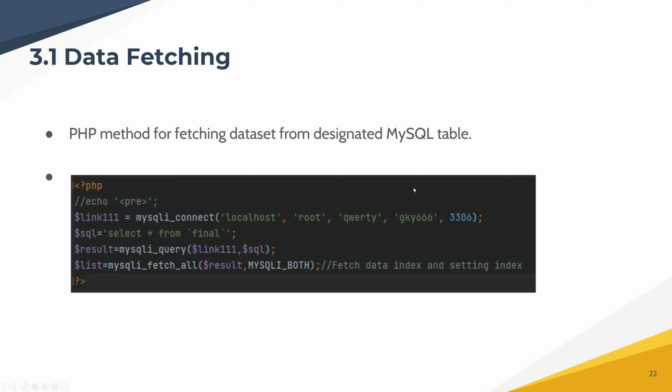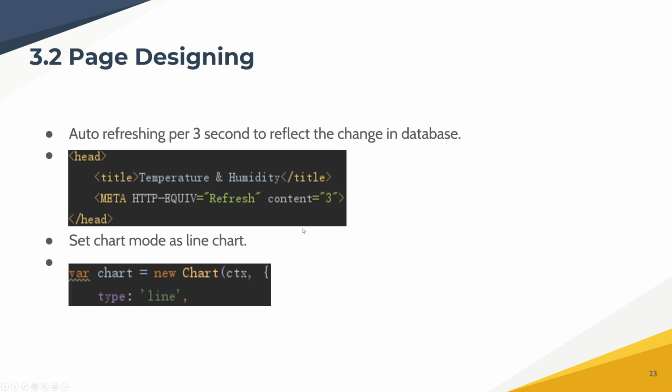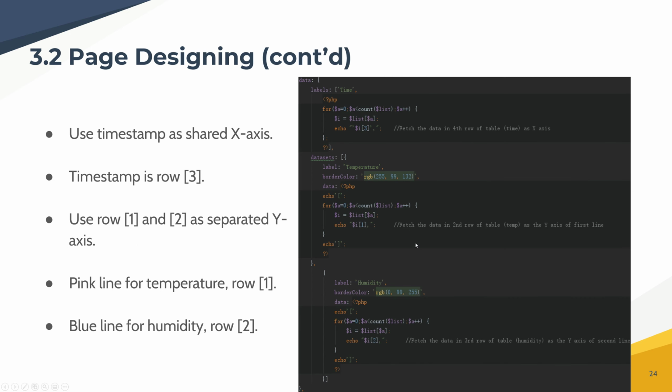Here we use the PHP method to fetch the dataset from the designated MySQL table. First we connect to the MySQL database, and we select all the information from the table, and then we handle them into the page. The page is designed to auto refresh every 3 seconds to reflect the changes in the database, and we set the chart mode as the line chart.